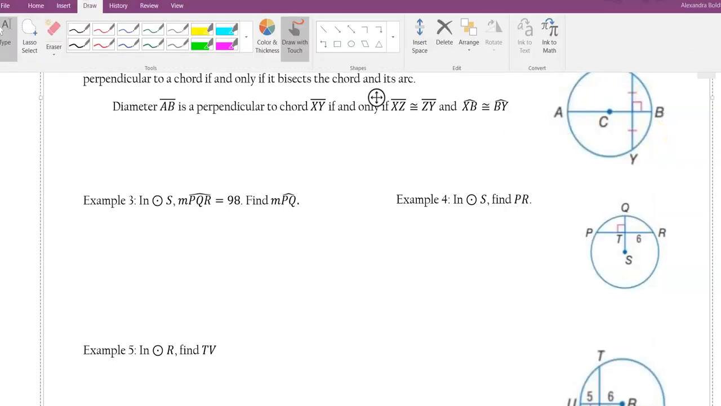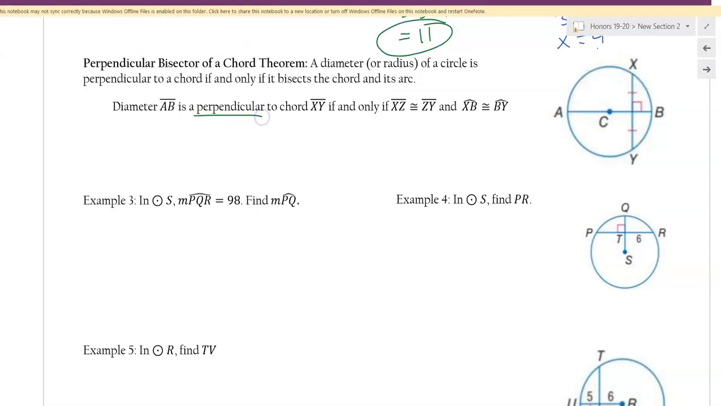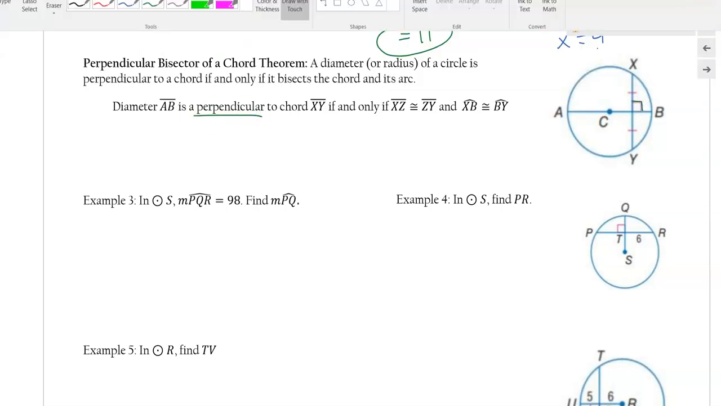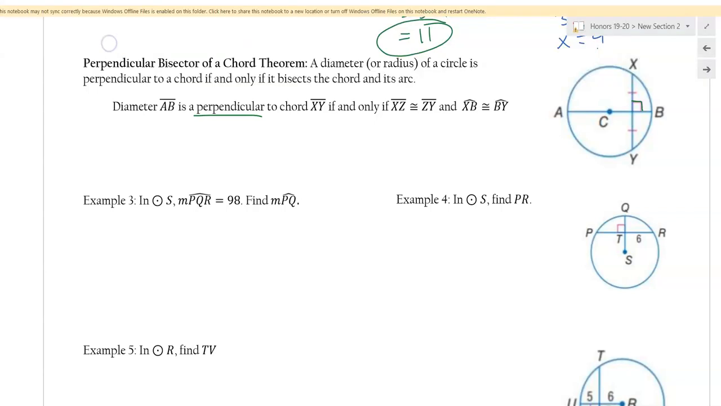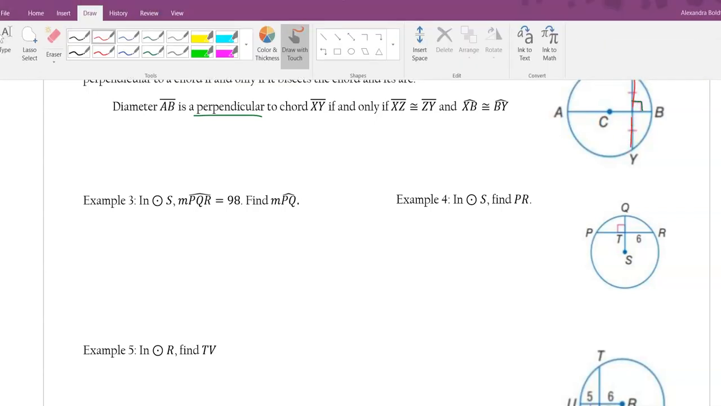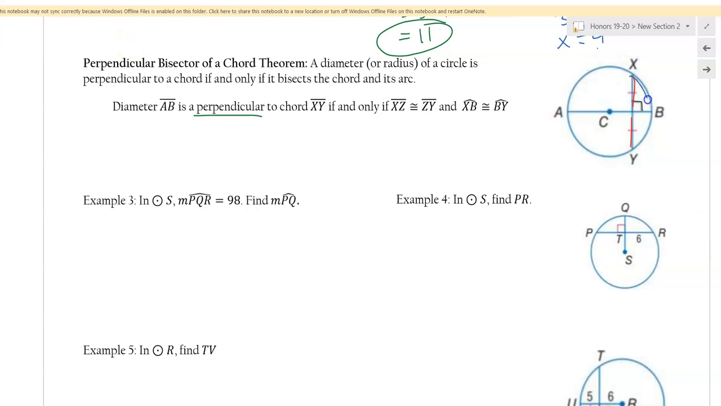Right? So if this is a right angle, then this and this are the same, and this and this are the same. Okay? And vice versa. If these are equal, then this diameter creates a right angle.